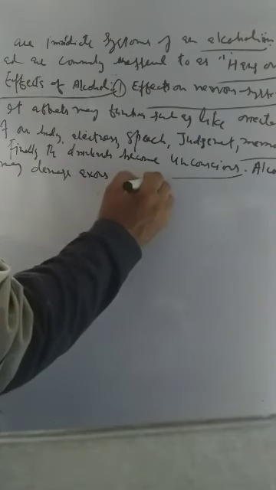Alcohol may damage axons of nerves. When it damages the axons of nerves, what happens? Causing neuritis, or it may cause reduced blood sugar.